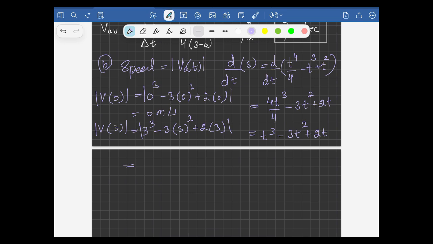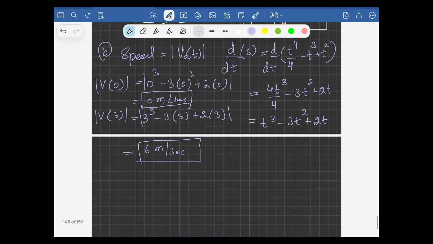Let's do the calculator. 3 cubed minus 3 into 3 to power 2 plus 2 into 3. Okay, this gives us 6 meter per second. 0 meter per second and 6 meter per second are the values of the speed at the endpoints.